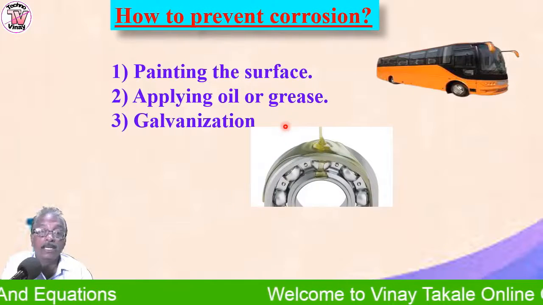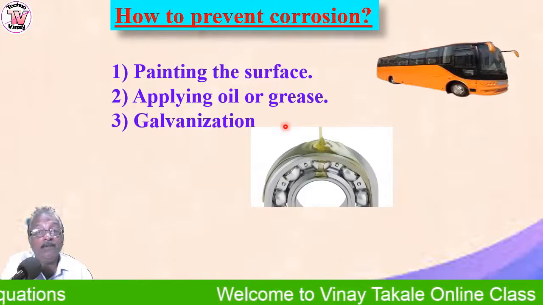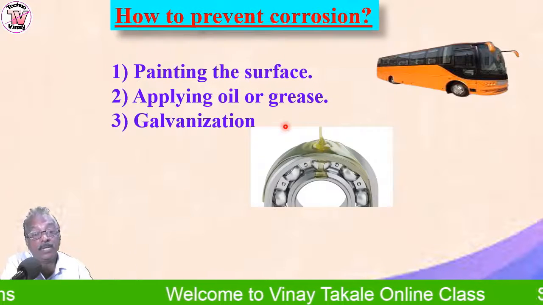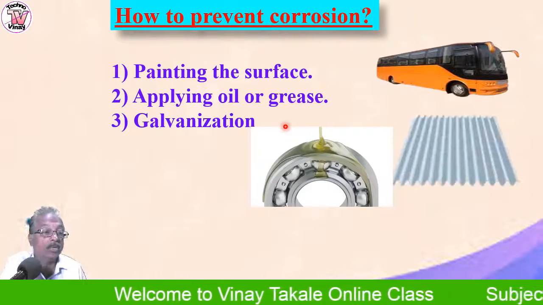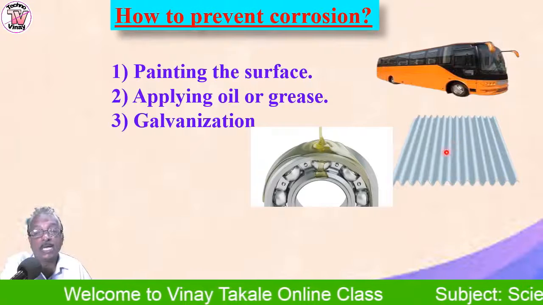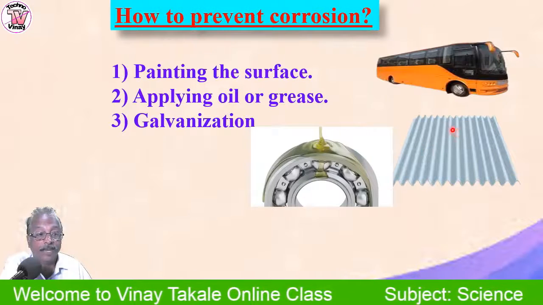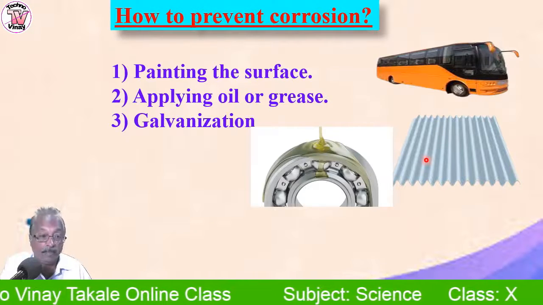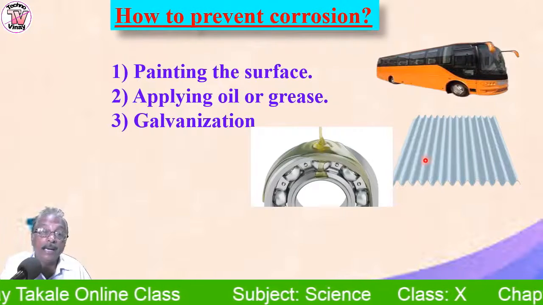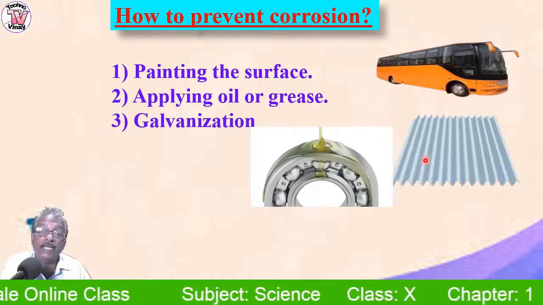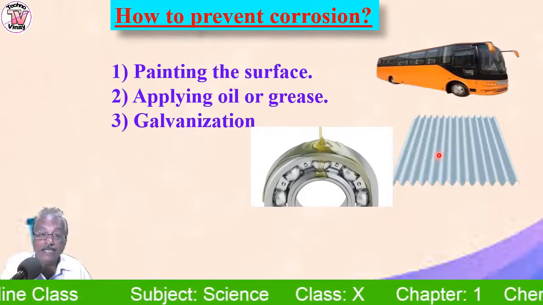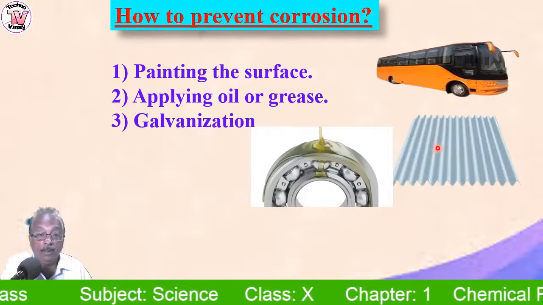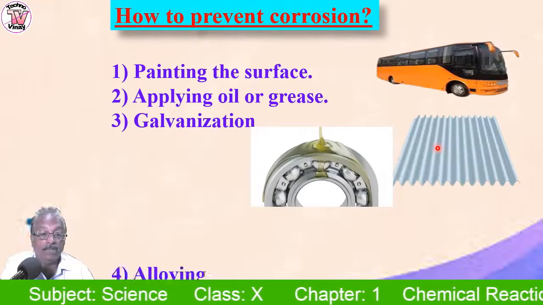Third, you can do galvanization, giving a coating of a less reactive metal over the iron. That is known as galvanization. You must have seen these iron sheets, patre. They are quite shining. Actually, these are galvanized iron. Here, iron is given a coating of a less reactive metal, that is zinc. So galvanization prevents corrosion.